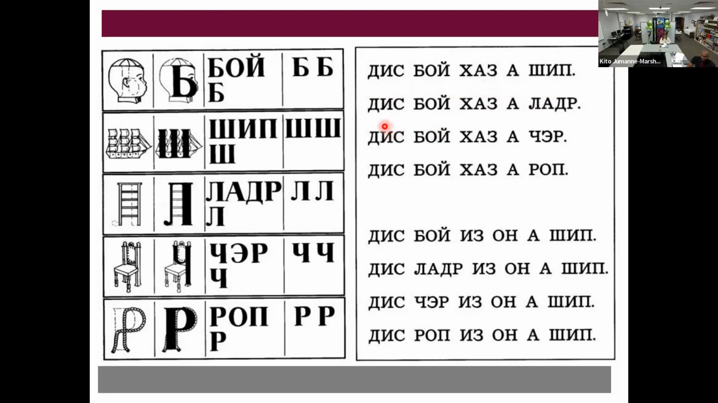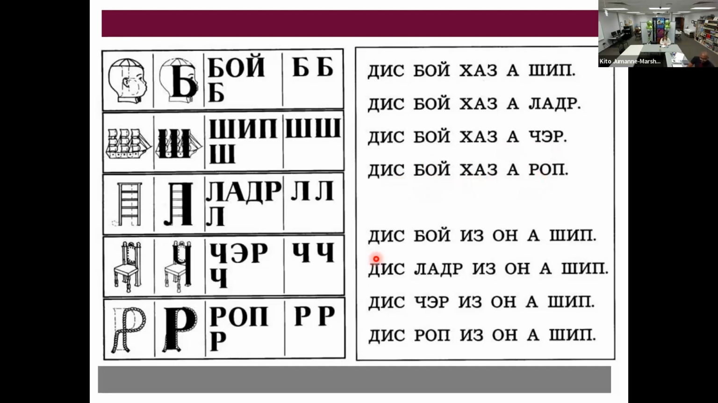Good. Let's read the next one together. This boy has a ladder. A ladder. Good. Next. This boy has a chair. Chair. Good. And last. This boy has a rope. Wonderful. So you were able to read the first paragraph and add another sight word, has.